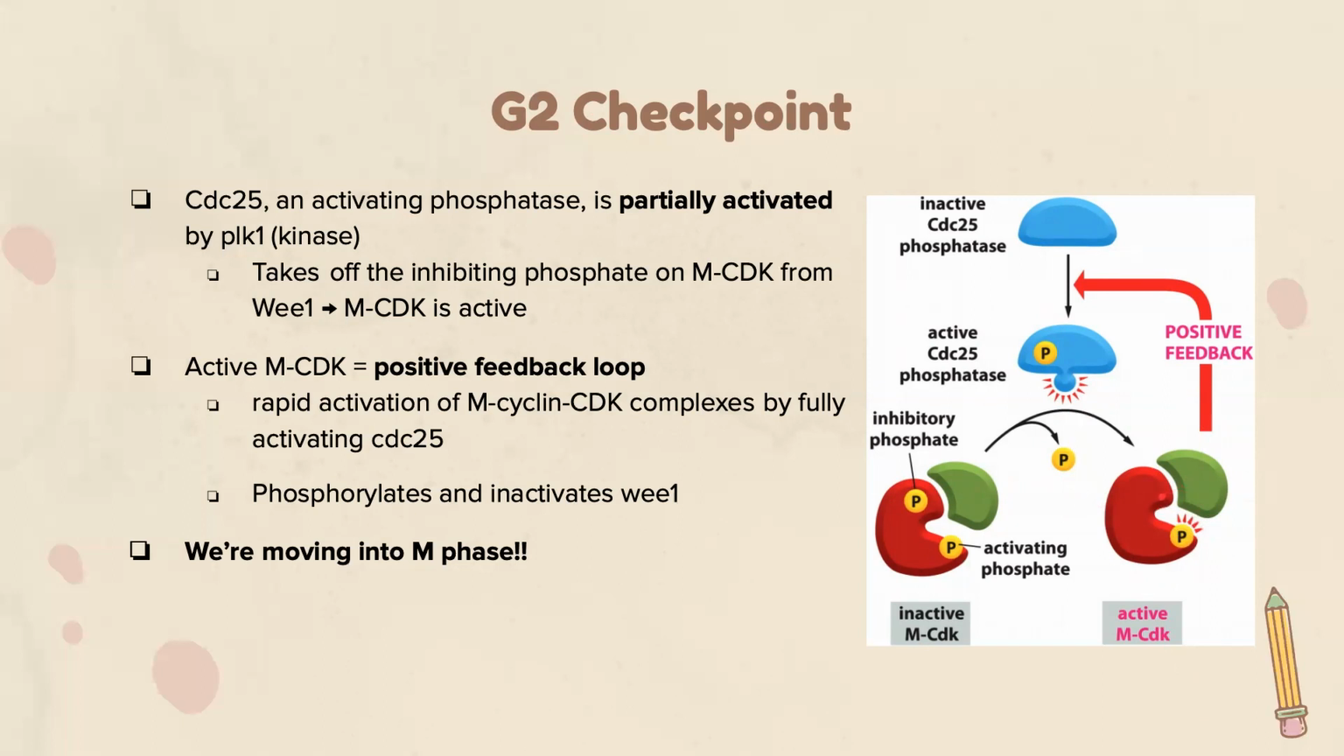So a positive feedback loop occurs. Once you have this active mCDK, it goes back and further activates CDC25, which was originally only partially active. Now it's going to be fully active, and this whole loop just happens faster. So you're going to have more mCDK active so that you can get into M phase quicker.